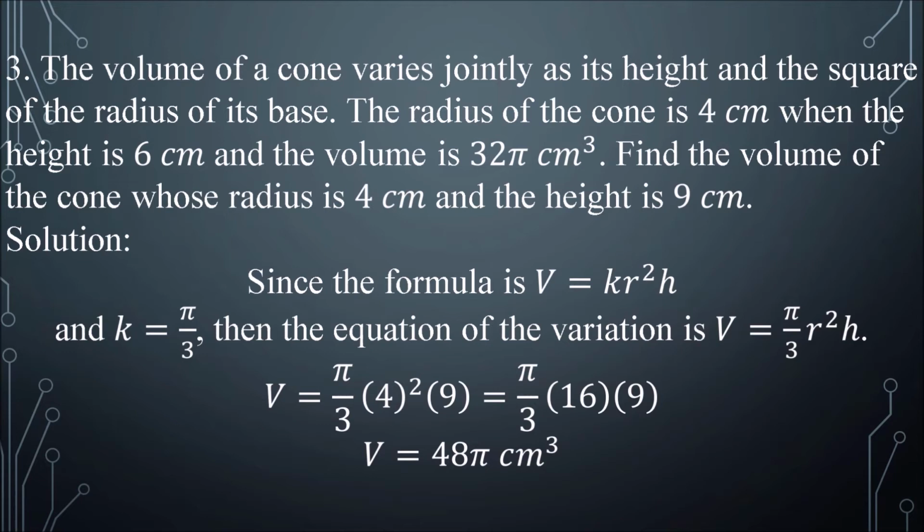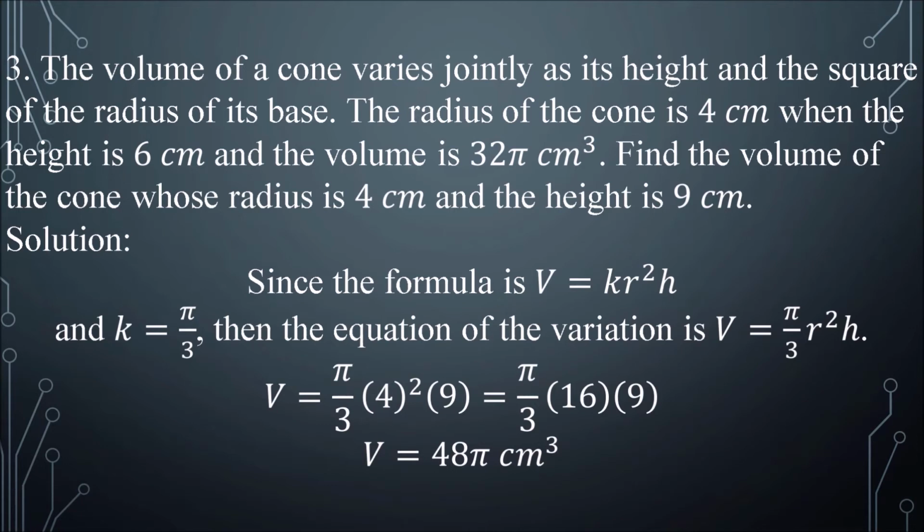Okay, now we will use this to solve the problem. So V is equal to pi over 3 times 4 squared. Why 4 squared? Because of this: find the volume if the radius is 4. So 4 squared, and the height is 9, so h is 9. Now 4 squared is 16.